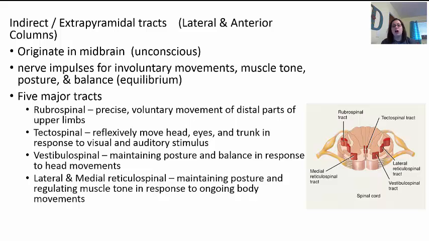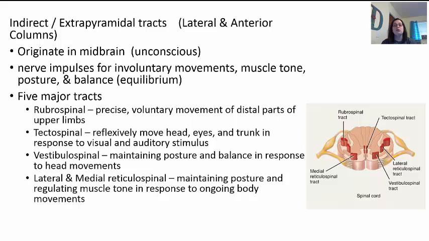We also see that the last two are the lateral and medial reticulospinal. These are going to maintain posture and regulate muscle tone in response to ongoing body movements like walking or riding a bike, where you're moving in a continuous way. It's going to help you coordinate all of that and maintain your posture and your balance through those continuous movements. Okay, so these are the indirect pathways.